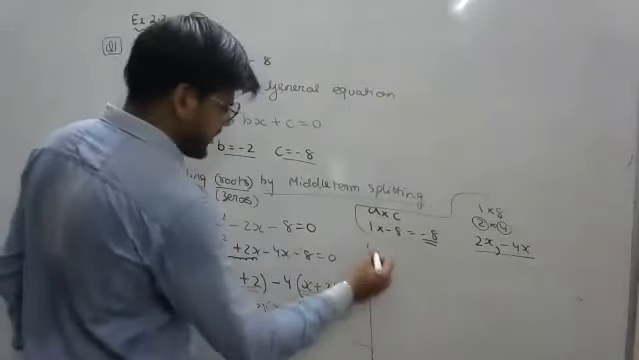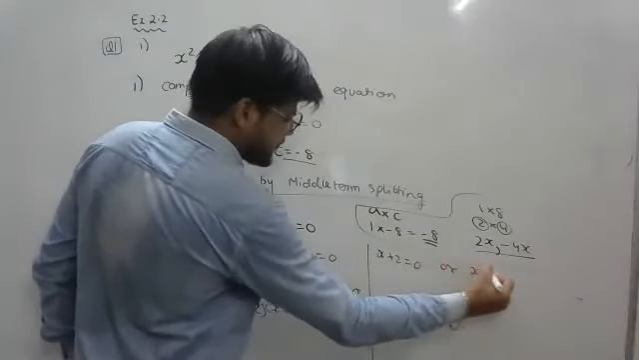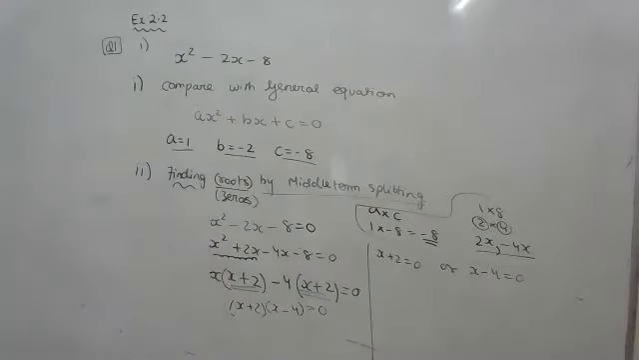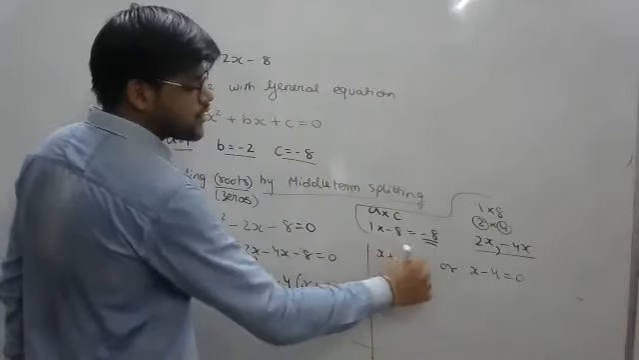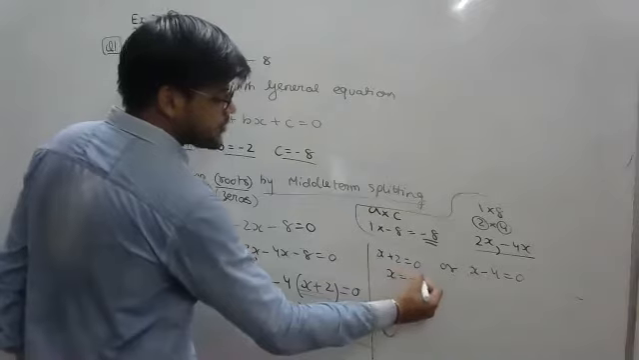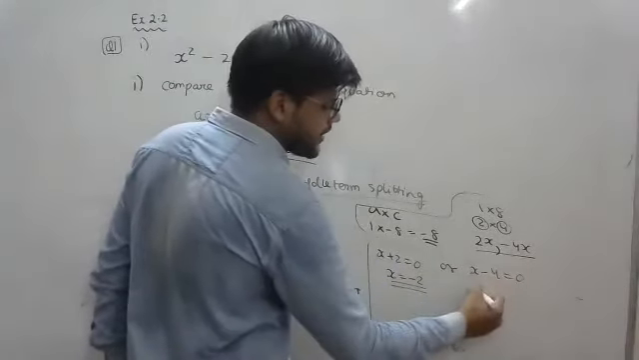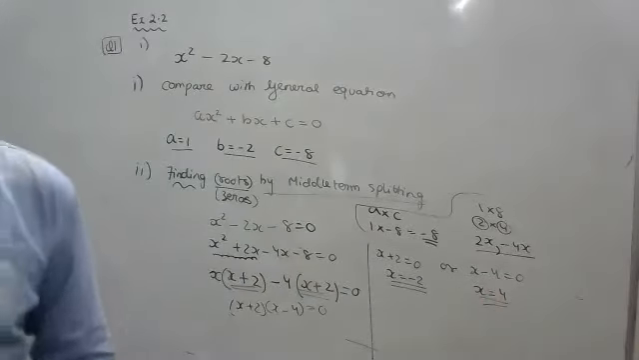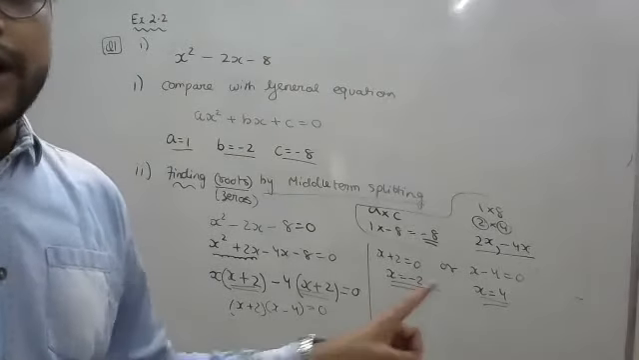So first we can say x plus 2 equals to 0 or x minus 4 is 0. This is how we should write. Any one of them will be 0. If I say plus 2 on the right hand side, it will be minus 2. And if I say minus 4 on the right hand side, it will be positive, plus 4. So now you are having two values of x. One is minus 2 and another is 4.